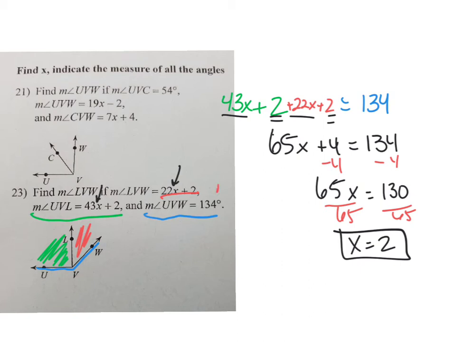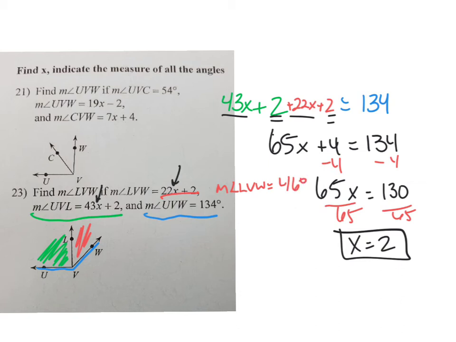So to find the measure of angle LVW, see how I wrote it with the little m, then the angle symbol, then the capital LVW. 22 times 2 is 44. 44 plus 2 is 46. So I have 46 degrees.